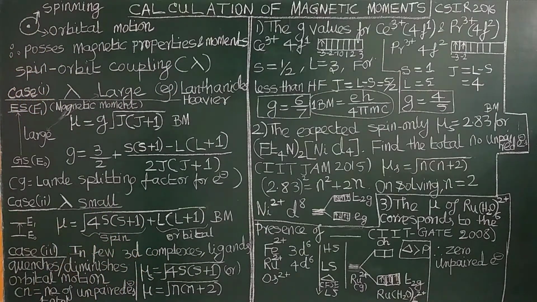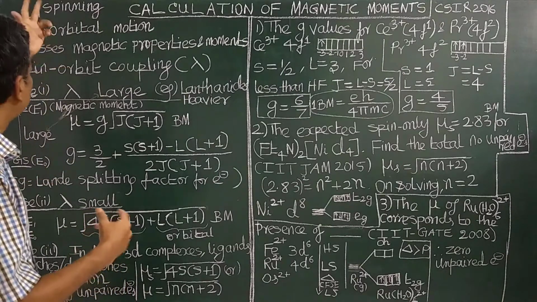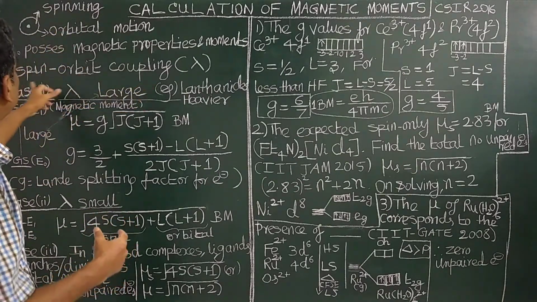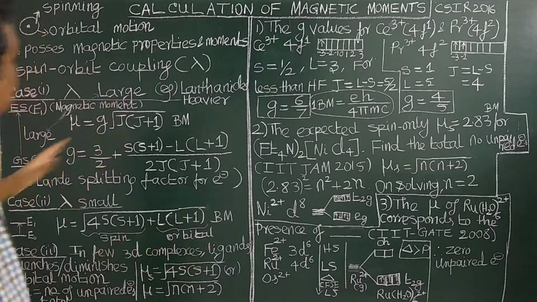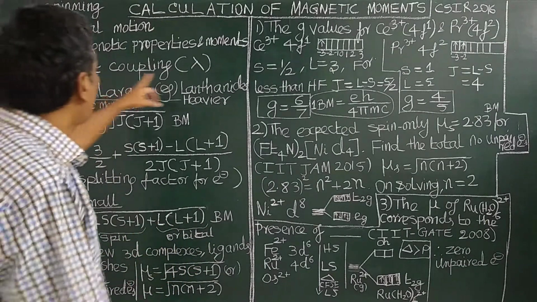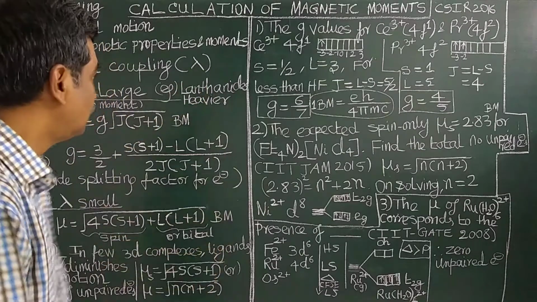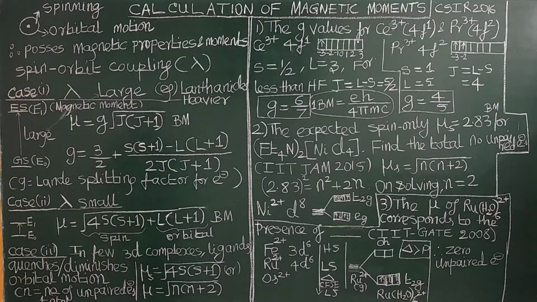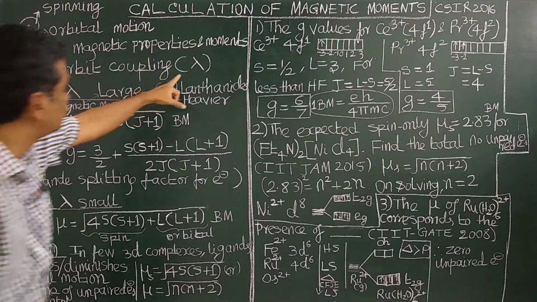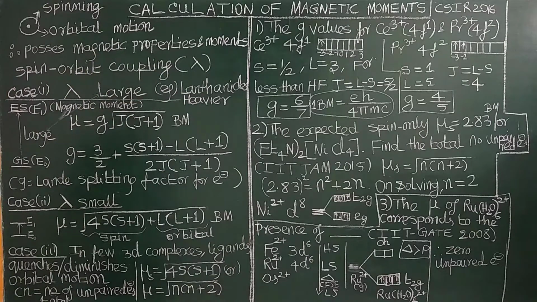Now there are two magnetic moment vectors: spin magnetic moment and orbital magnetic moment. These two couple with each other. Spin and orbital motion couple to form spin orbit coupling, which is called lambda. Based on lambda, there are three formulas. For example, case 1: lambda is large when the spin orbit coupling is large.